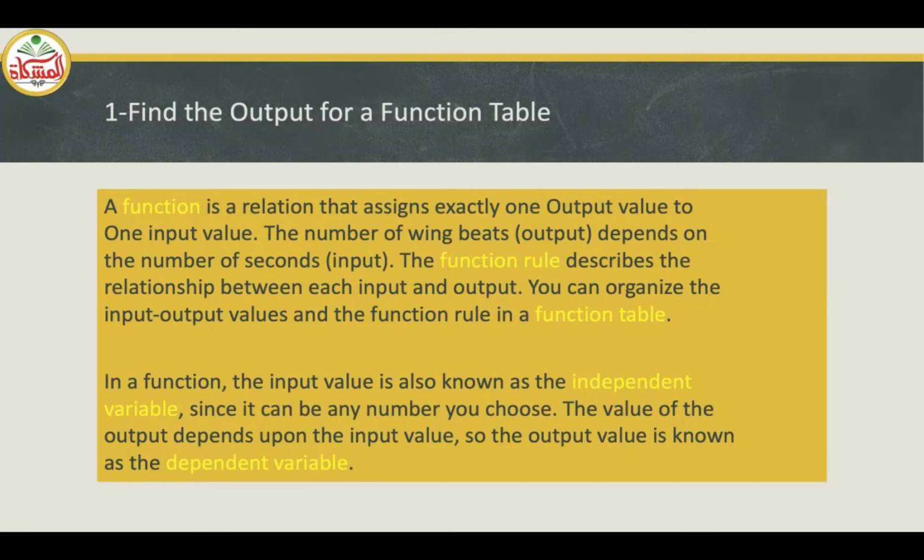In a function, the input value is also known as the independent variable. Since it can be any number you choose, the value of the output depends upon the input value. So the output value is known as the dependent variable.